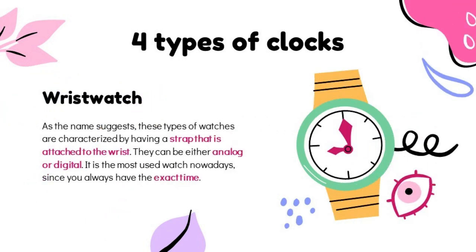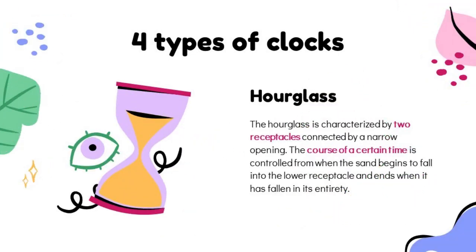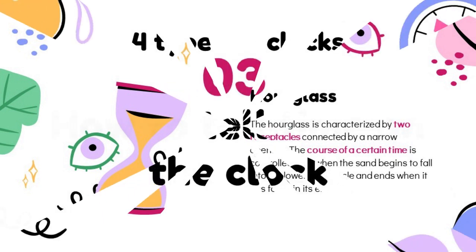3 is wristwatch. As the name suggests, these types of watches are characterized by having a strap that is attached to the wrist. They can be either analog or digital. It is the most used watch nowadays, since you always have the exact time. 4 is hourglass. The hourglass is characterized by 2 receptacles connected by a narrow opening. The course of a certain time is controlled from when the sand begins to fall into the lower receptacle and ends when it has fallen in its entirety.